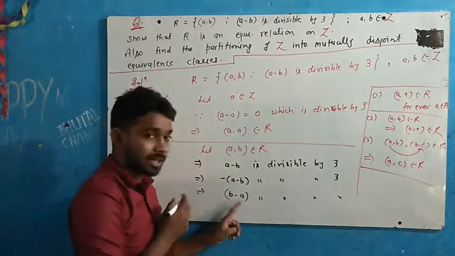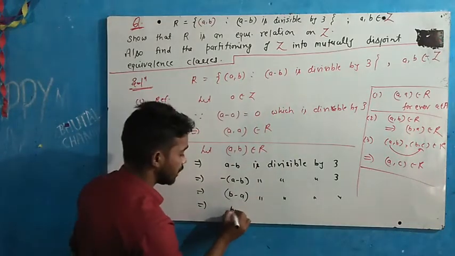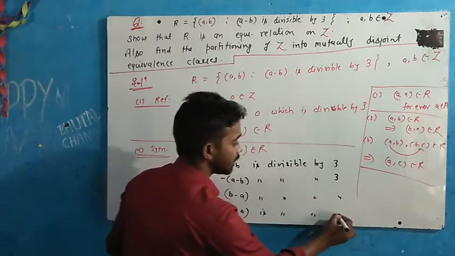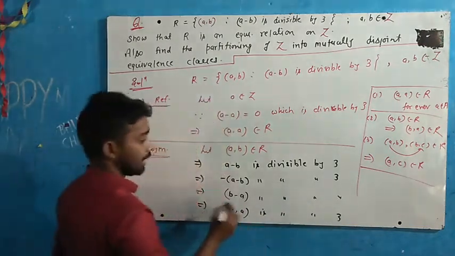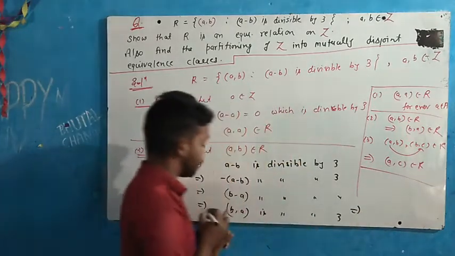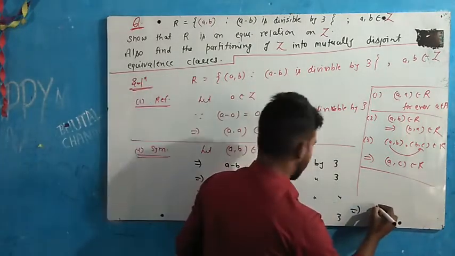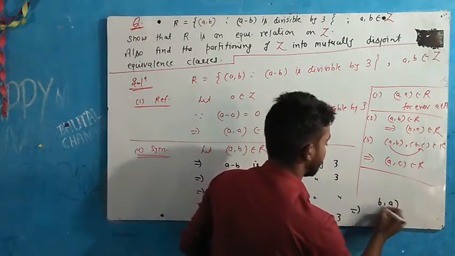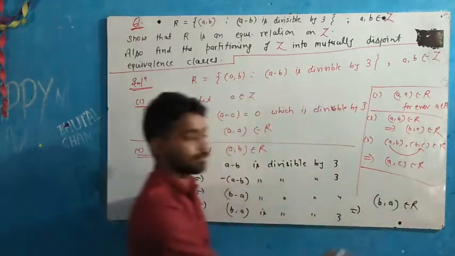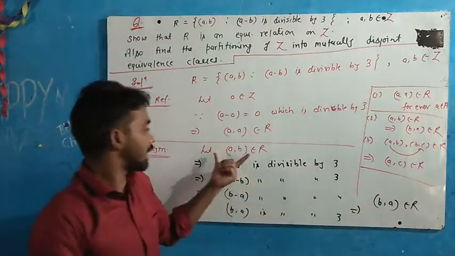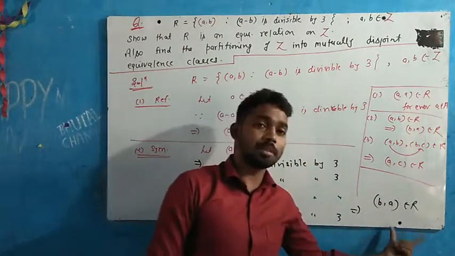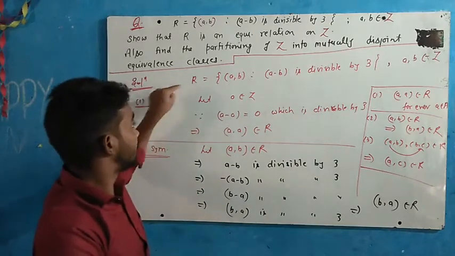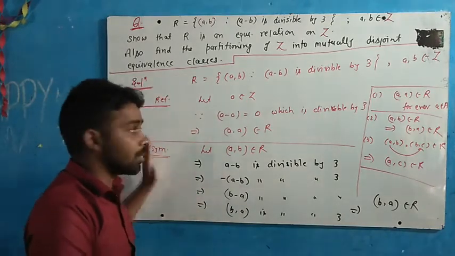Now b minus a is divisible by 3, and hence, since b minus a is divisible by 3, we can say (b, a) belongs to R. Earlier I had taken (a, b) belongs to R, and now we have shown that (b, a) belongs to R, and hence it is symmetric. So I think both cases, reflexivity and symmetry, are clear.